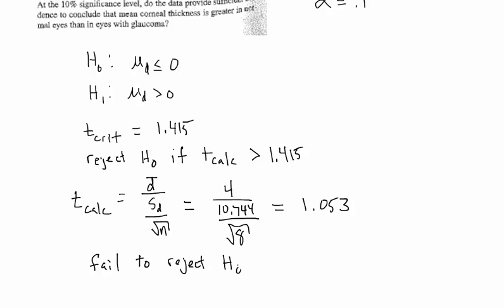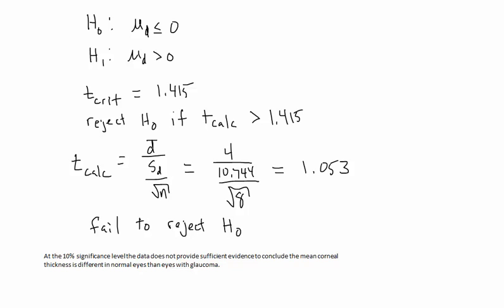And now we need to write a conclusion. And our conclusion would be, at the 10% significance level, the data does not provide sufficient evidence to conclude that the mean corneal thickness is different in normal eyes than eyes with glaucoma.